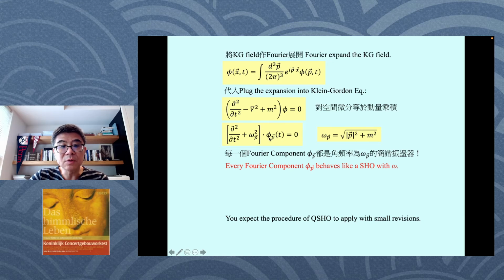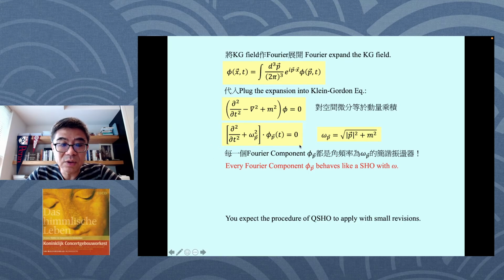Remember, every Fourier component corresponds to a specific momentum, and we can call that a plane wave. So the Fourier transformation is actually an expansion in terms of plane waves, while these components are the amplitudes of them, if you interpret it in the classical way. But the Klein-Gordon equation is not just a classical wave or classical field.